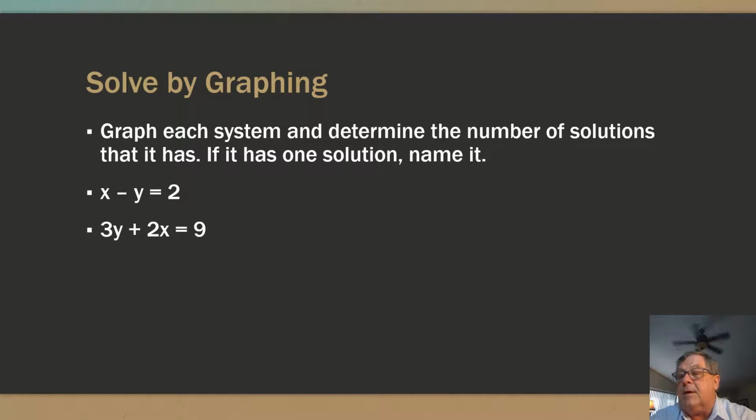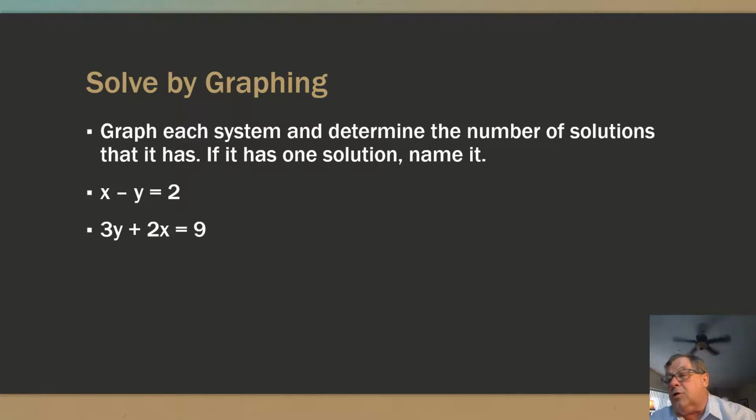That's about as much as I'm going to say on that because I know we're going to do a bunch of it algebraically. But here we're going to look at two systems. And when we get to the point of actually graphing it, we're going to do it on our calculators, TI-84. But let's look at this first system. x minus y equals 2, along with 3y plus 2x equals 9.